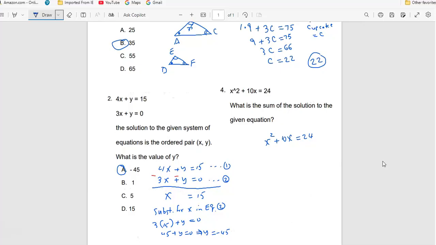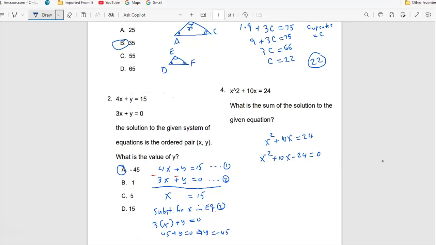Alright, how do we solve this equation? How do we find the sum? That is a second degree equation. We have to make one side equal to 0 and try to factor. So I'm going to subtract 24 from both sides. So x squared plus 10x minus 24 equals 0. Alright, so what are we going to do after that? Right, we're going to factor.